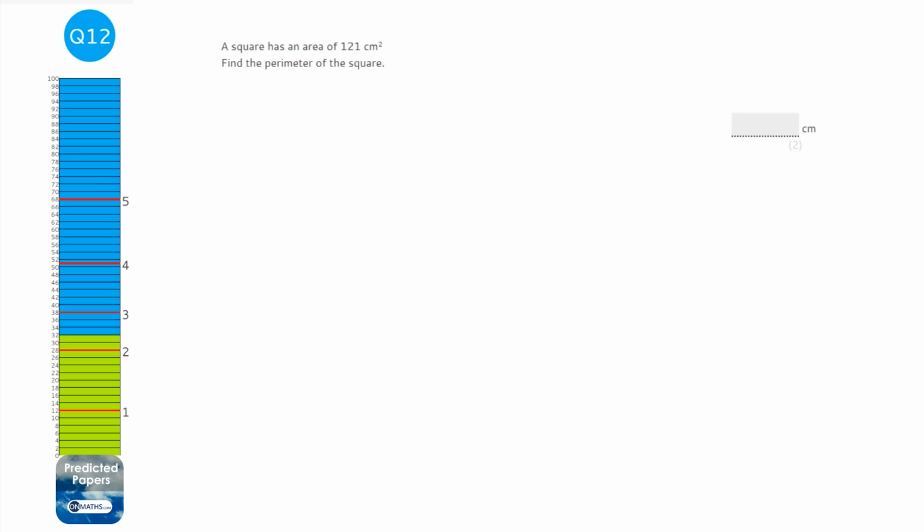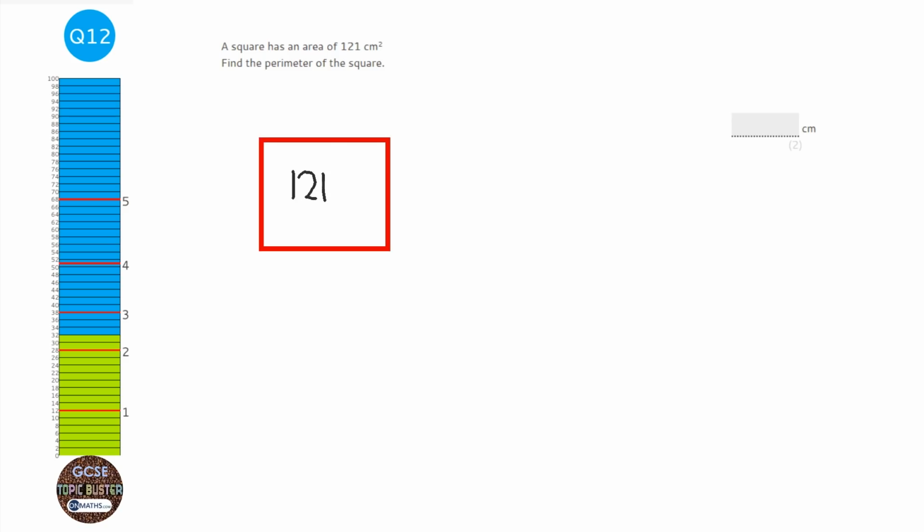Okay, so in this question we see that a square has an area of 121 centimeters squared, and we're asked for the perimeter of the square. So the first thing I would do is do a quick little diagram of this square, and we know that the area is 121 centimeters squared.